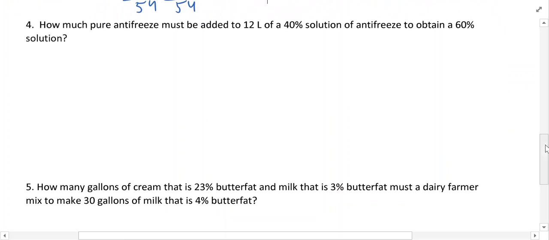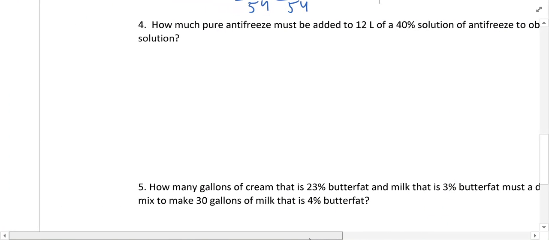How much pure antifreeze must be added to 12 liters of a 40% solution of antifreeze to obtain a 60% solution? Okay, so this type of problem is what we call a mixture problem. So you might, again, want to write this down if you don't already know the formula for mixture problems. In mixture problems, we usually do in a chart.